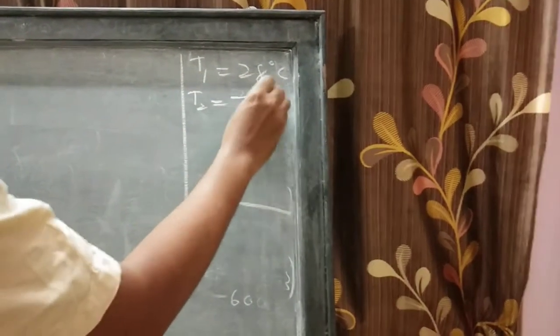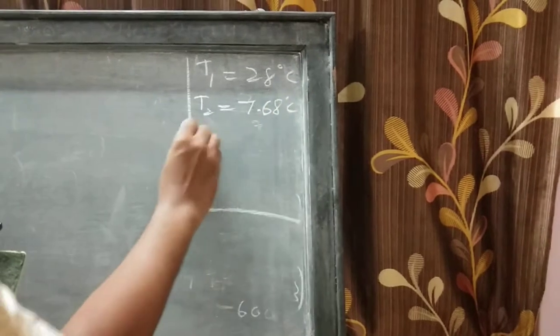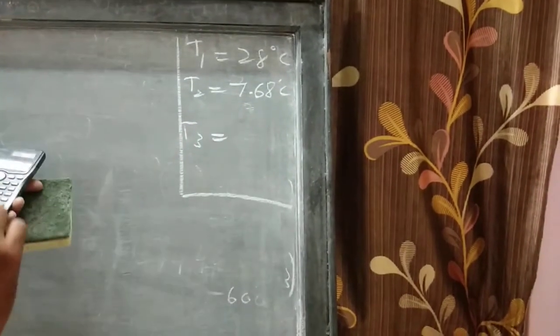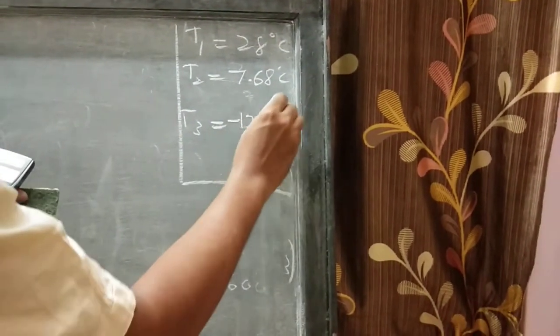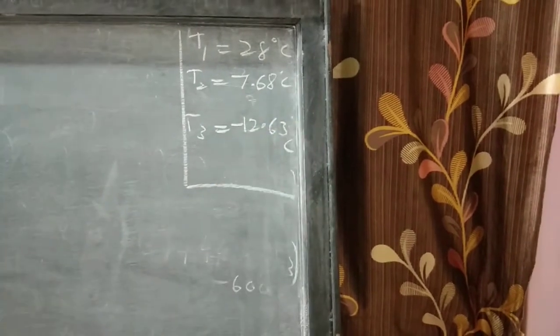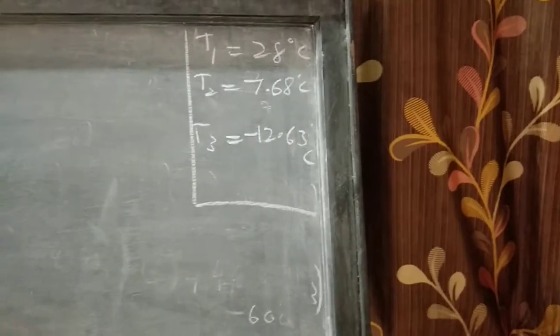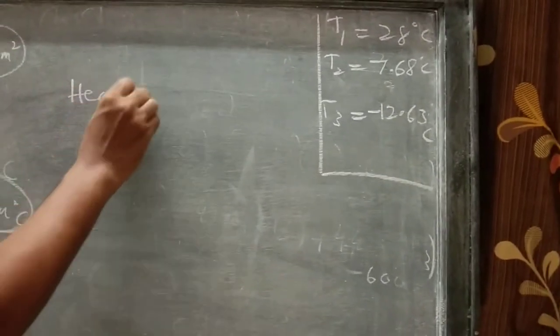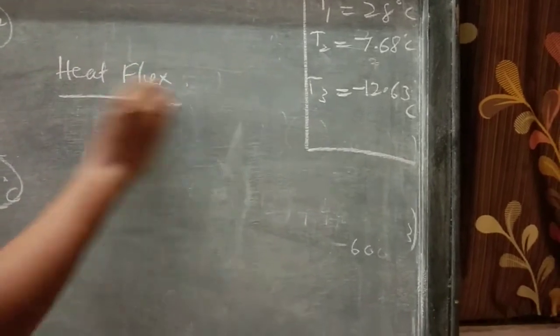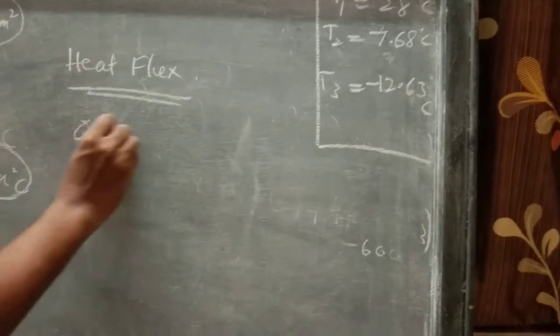At T2 we got 7.68 degrees Celsius, and at T3 we got minus 12.63 degrees Celsius. Okay, heat flux is also asked. Heat flux can be calculated directly by using the expression Q equals heat flux.